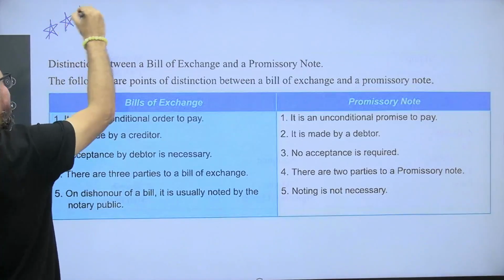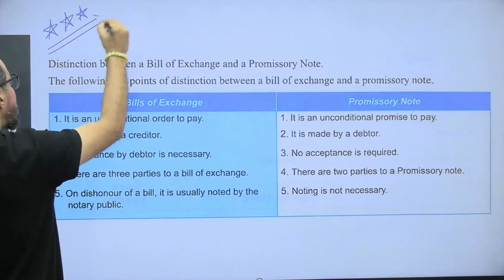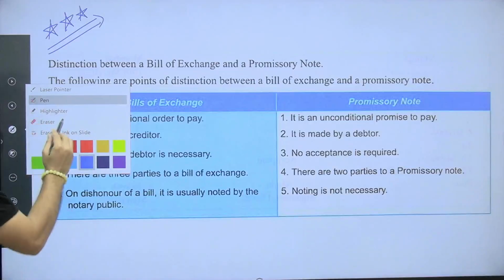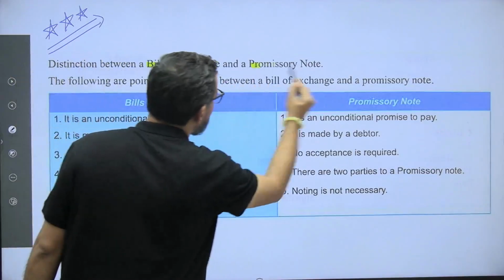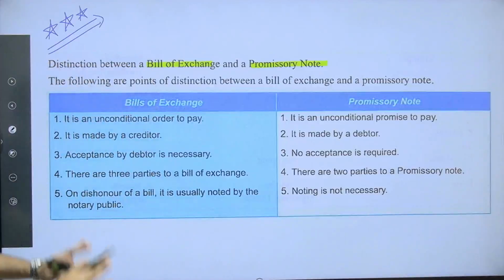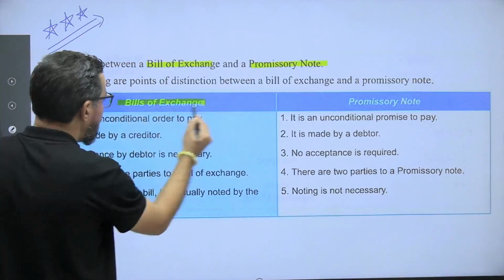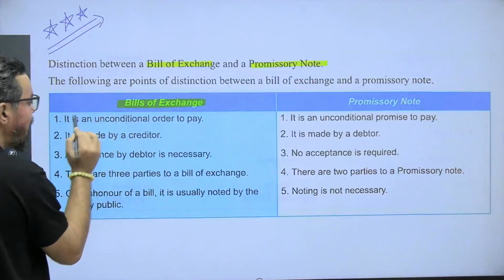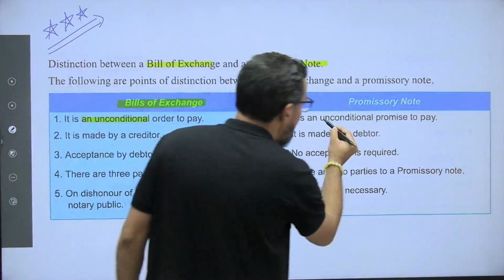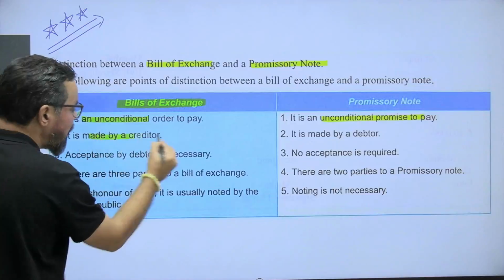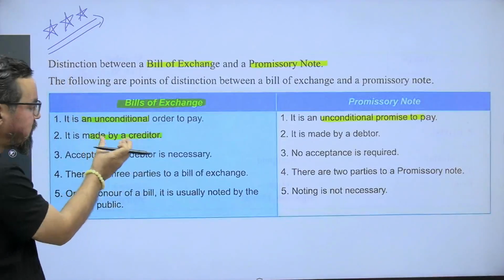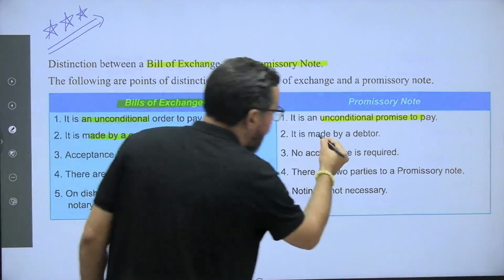So many times you'll see questions around this particular slide, right? Basically, the differences between bill of exchange and promissory note, the most asked question in your examination. I hope now everybody is able to find this out. So bill of exchange is an unconditional order, while the promissory note is an unconditional promise. Okay? It is made by the creditor. Most of the time you guys get confused with this. It is made by the debtor, right?